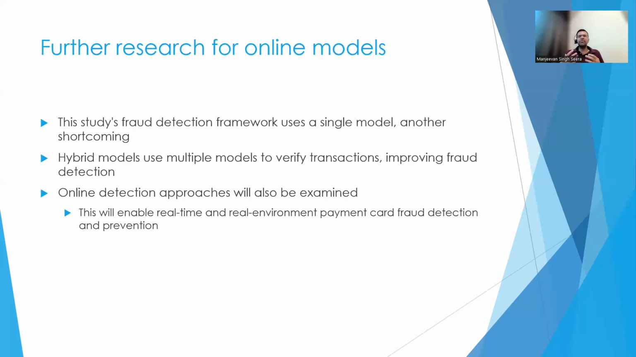This study's framework used a single model. As you can see, it used one of the 13 models, and this is probably one of the shortcomings. So in future work, hybrid models, or models that use multiple models, will be used to verify transactions, which is hoped to actually improve the fraud detection rate. The use of online detection approaches will also be looked at. Why? This will enable real-time and real-environment payment card fraud detection and also prevention.